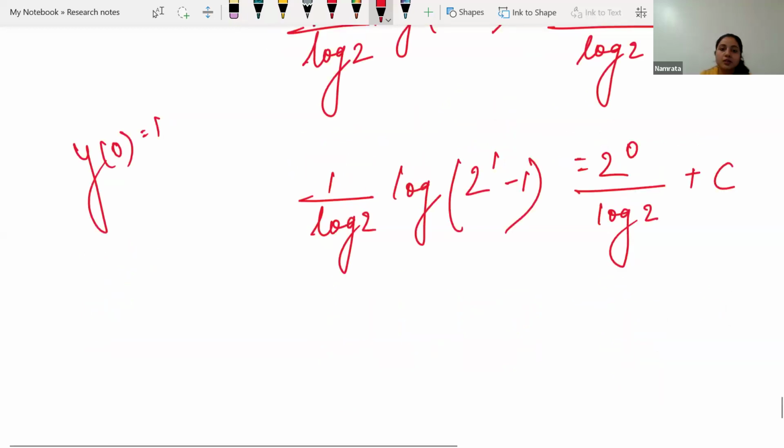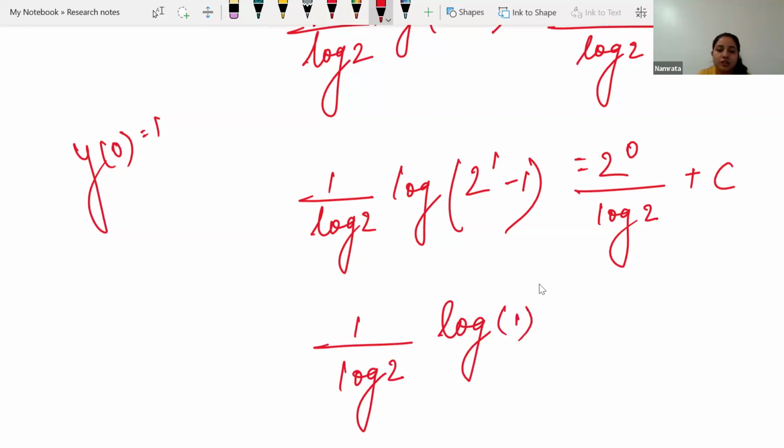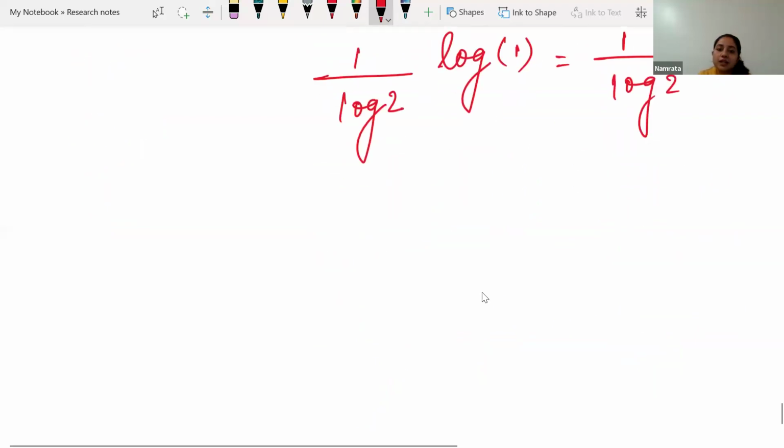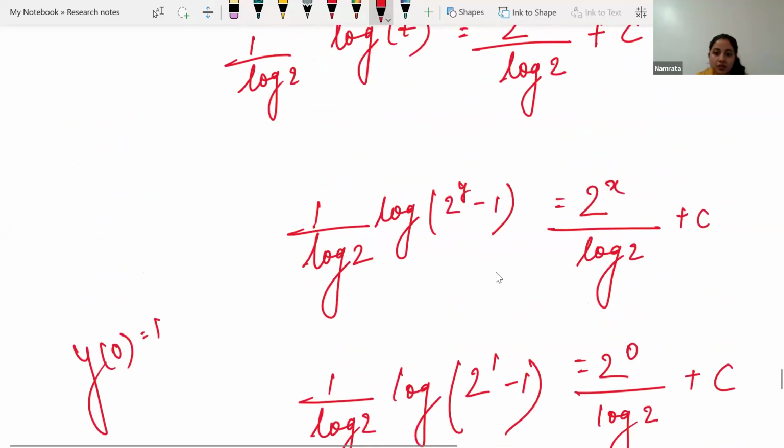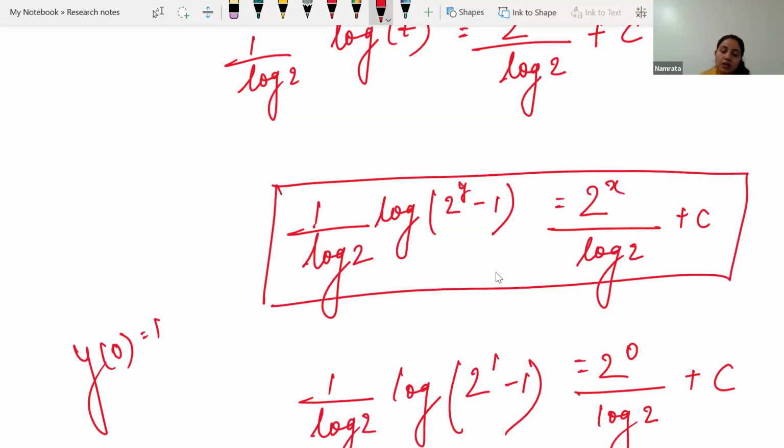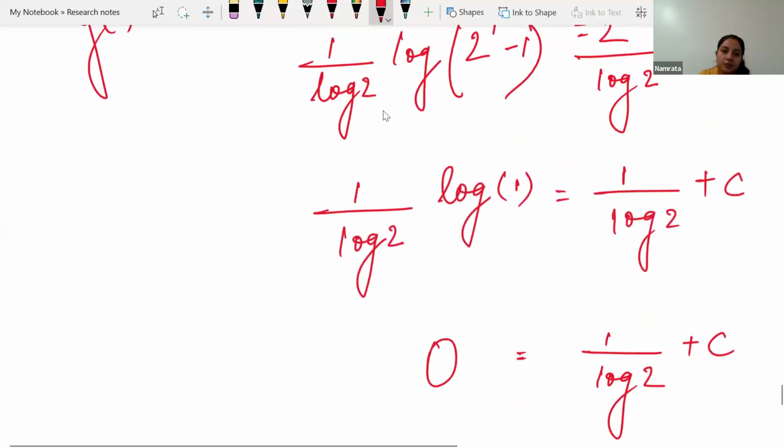Okay, let's see what we are going to get from here. So we are getting 1 by log 2 times log of 2 minus 1. Log 1 is 0, right? Here we'll be having 2 to the power 0, which is 1, by log 2 plus c. So the left hand side we are getting 0, right? Yes or no? Log 1 is 0. So we are getting c is equal to minus 1 by log 2. Let's substitute it in our solution. So here we will be substituting it. Okay, so we are having log, let me write it here only.